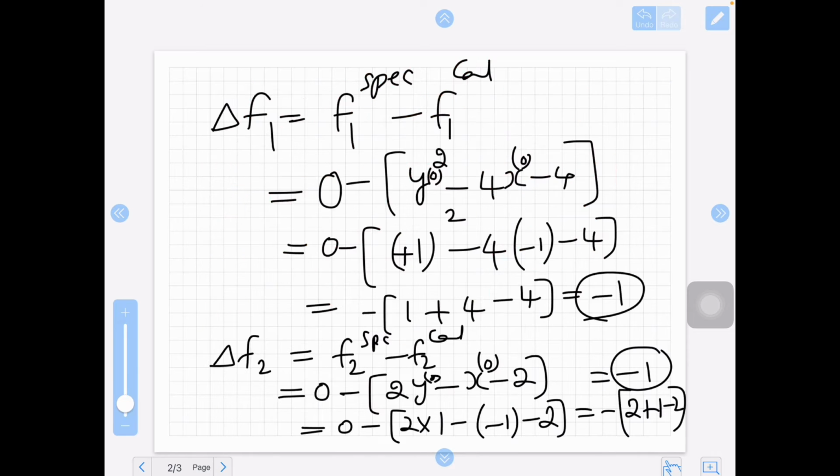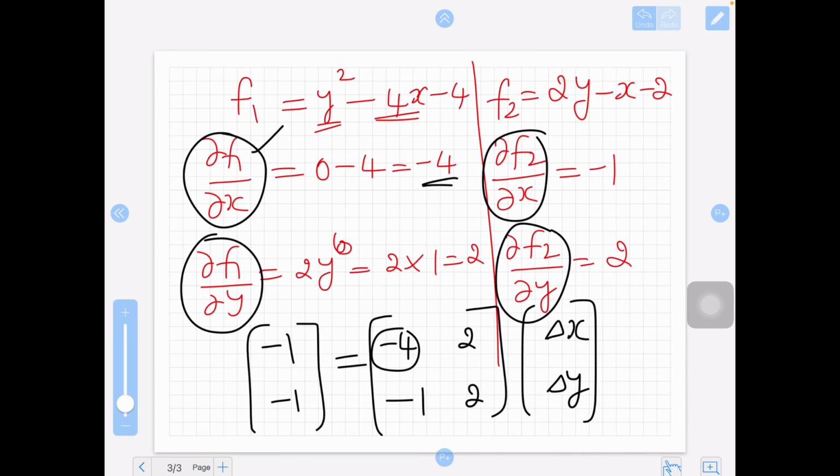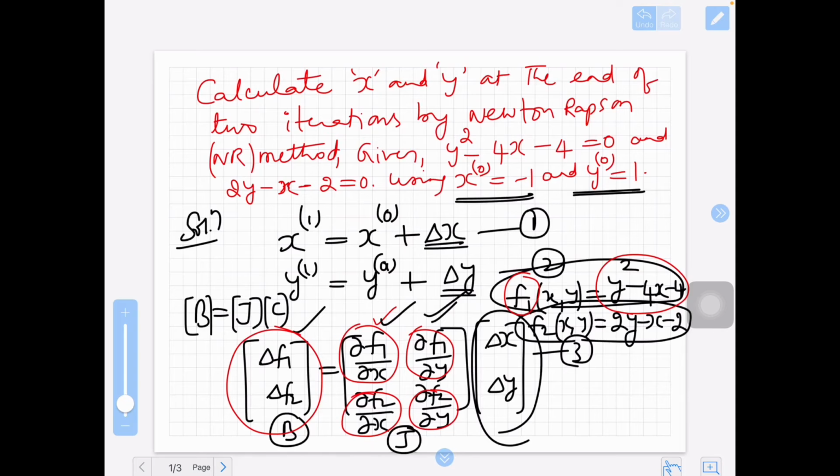So this you have to follow here. After calculating, substitute the first derivative elements of the Jacobian matrix. By using any of the simple methods, you can find delta x and delta y. Use any simplification method, and from that solution you will get the answers for delta x and delta y. Once you get delta x and delta y, use this equation.